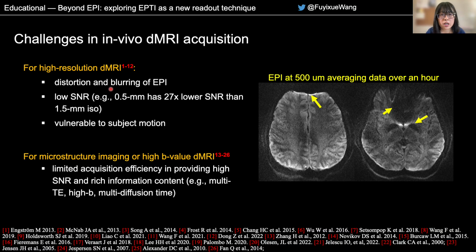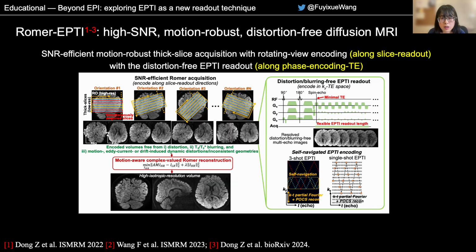So now we have EPTI to address the distortion and blurring, and also provide some SNR efficiency gain. However, to achieve very high spatial resolution, the 30 to 40% SNR gain is not enough. To address this, based on the EPTI readout, Romer-EPTI was developed to provide high SNR, motion-robust, distortion-free diffusion MRI. It employs the SNR-efficient, motion-robust thick-slice acquisition with rotating view encoding, which encodes along the slice and readout dimensions, with the distortion-free EPTI readout, which encodes along the phase encoding and TE dimensions.